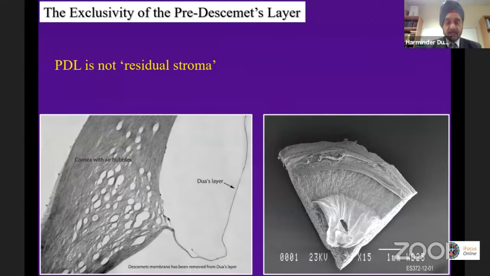And this is scanning and transmission electron microscope. This is a bit low power, but you can see over here, the Descemet has been cut. That is the zone where the circular movements occur, and that corresponds to the flat part of the cornea where this layer is firmly attached. Now, why is this a separate layer? Why is it so unique? Why not just another random separation of the stroma, as it was called, residual stroma?